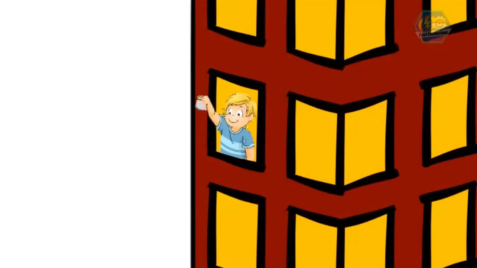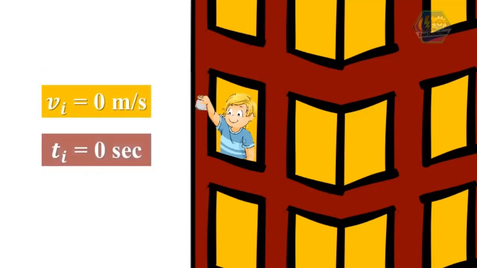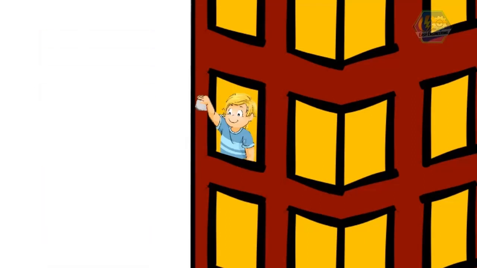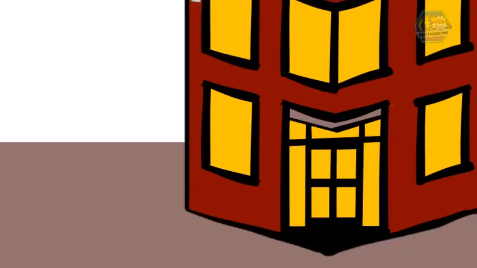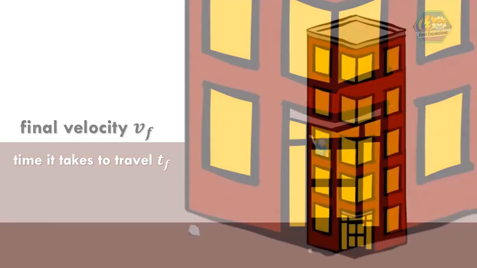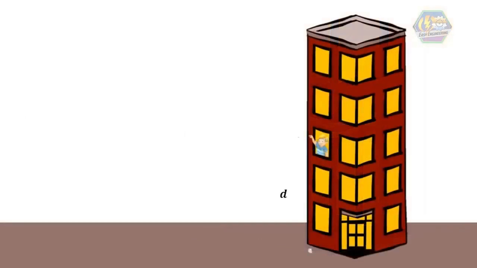Initially, you are holding a stone and you can say that the stone is at rest. Hence, the initial velocity of the stone is equal to 0 meters per second and the initial time is 0 seconds. When you let go of the stone and right before the stone hits the ground, the stone now possesses its final velocity, and the time it takes to travel the distance from the third floor to the ground.